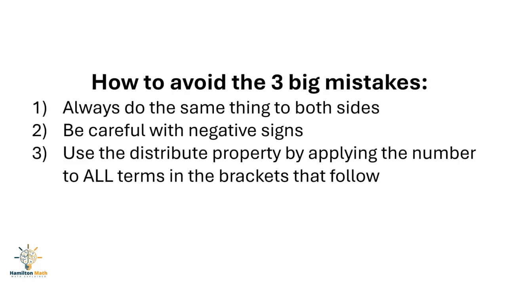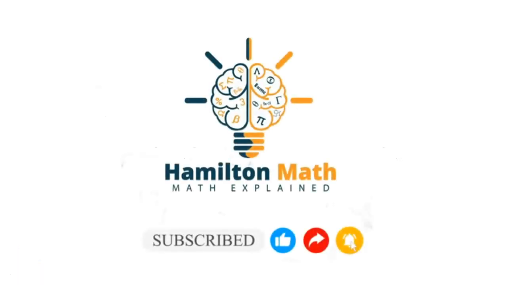Let's recap how to avoid the 3 big mistakes. First, always do the same thing to both sides. Second, be careful with negative signs. And third, use the distributive property by applying the number to all terms in the brackets that follow. Now that you know how to avoid these sneaky equation mistakes, you're one step closer to mastering algebra.